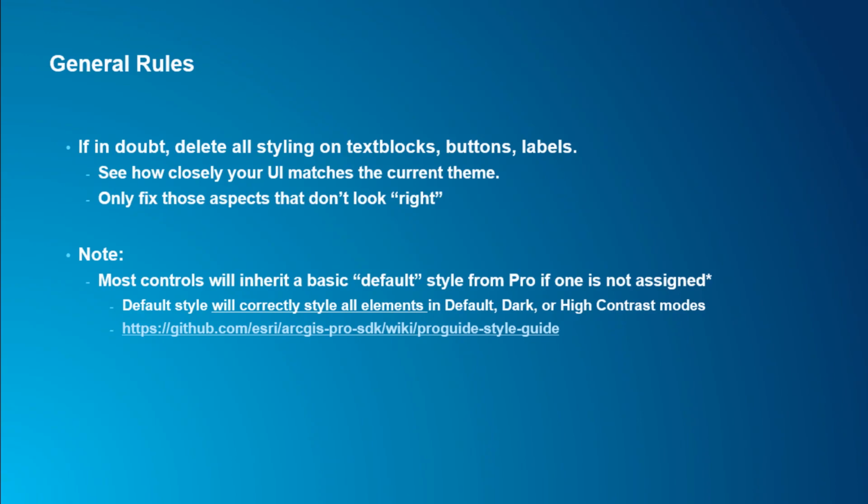In many cases, just removing the style will probably fix the problem. Most of our controls actually inherit a basic default style from Pro, so if you don't specify a style, the correct one will automatically be assigned, okay? And again, the list of controls that have default styles is available on the Pro Style Guide online. Those ones that still don't look right, you're going to have to get in there and fix them yourselves. You pretty much just want to slowly, iteratively add in styling until you get it just right. So the easiest thing is to take out the styles and then just style those things that still don't look quite right.